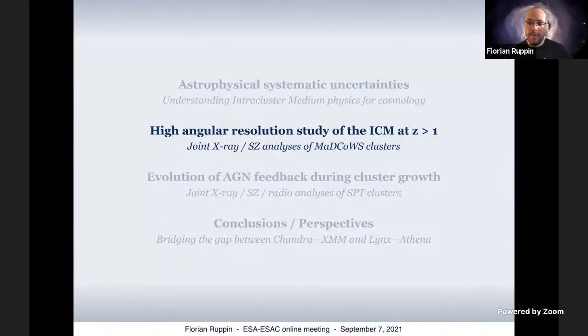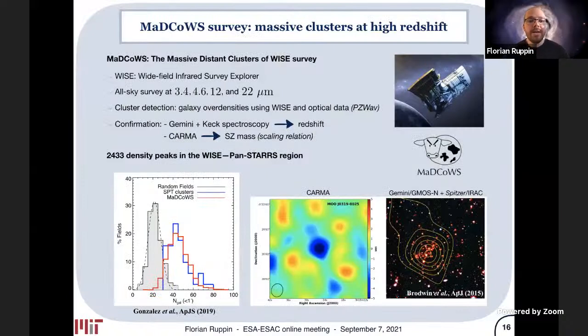So this is why we can rely on optical infrared surveys to detect high redshift clusters that we can then follow up with high angular resolution SZ instruments such as NIKA2 and MUSTANG-2 that are both located in the northern hemisphere. So the MaDCoWS survey, the Massive and Distant Clusters of WISE Survey, has been realized on the whole sky using the WISE satellite in 4 wavelength bands in infrared.